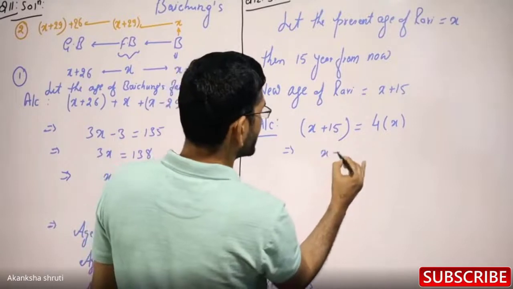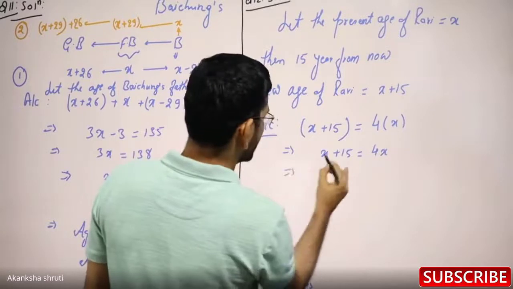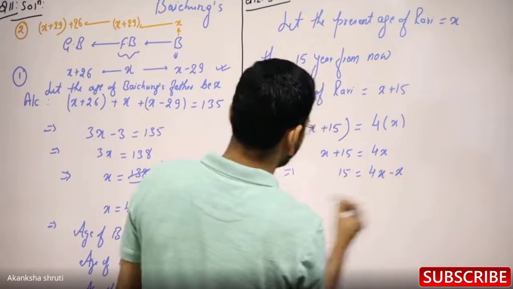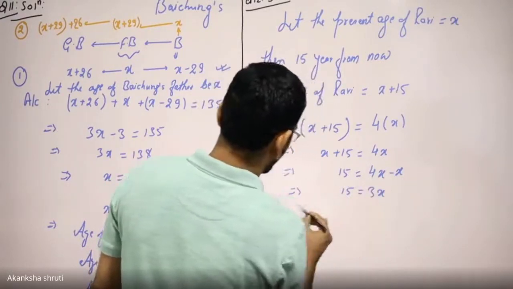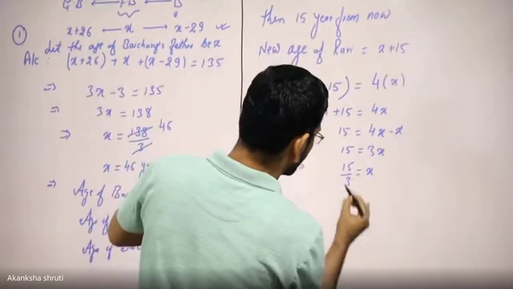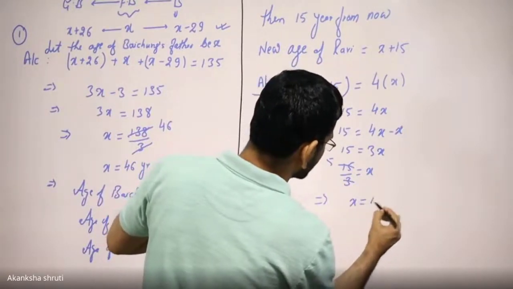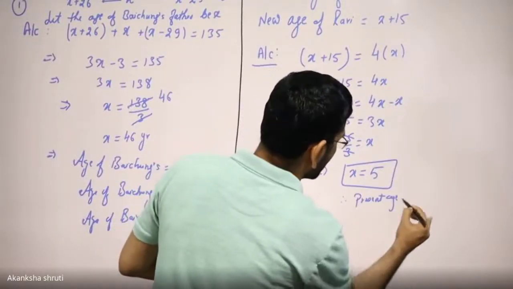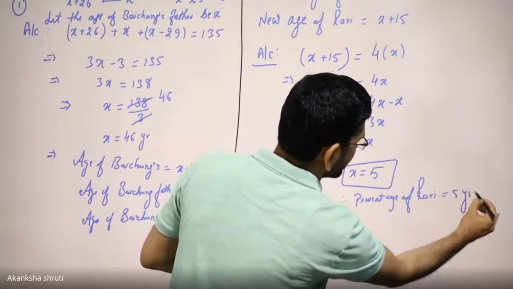That is X plus 15 is equal to 4X. Now you send this X to the right hand side. 15 is equal to 4X minus X. So 15 is equal to 3X. This implies 15 by 3 is equal to X. This will get cancelled to 5. This implies X is equal to 5. So therefore, the present age of Ravi is 5 years.